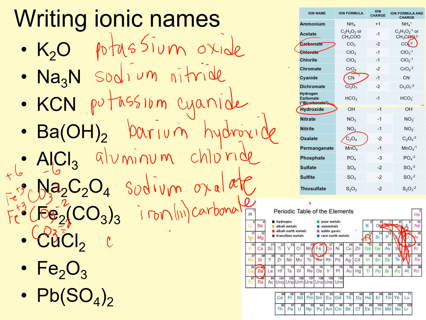CuCl2, copper. Copper, and Cl is chloride. Then I say, wait a second. Copper is right here. It's not in always, so I need a Roman numeral. So I do what I did before. Cu, 2 Cl's. We know Cl is -1 because this column's always -1 over there. And then there's 2 Cl, so this must be a +2. So we put a +2.